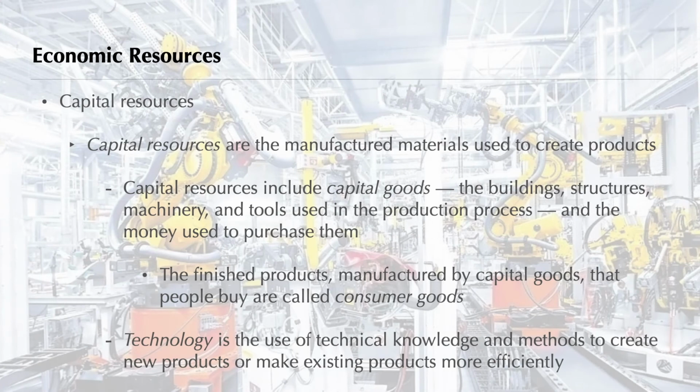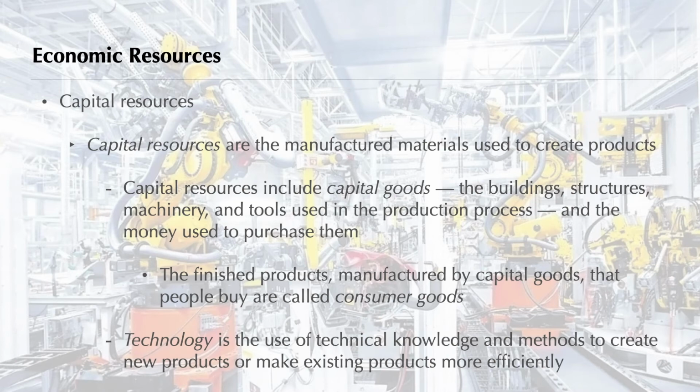The manufactured materials used to create products are called capital resources. Capital resources include capital goods and the money used to purchase them. Capital goods are the buildings, structures, machinery, and tools used in the production process. Department stores, factories, dams, computers, and hammers are examples of capital goods.